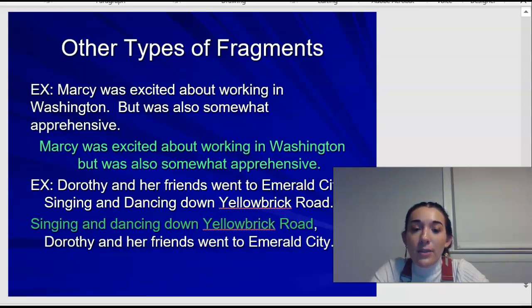We then have an example, Dorothy and her friends went to Emerald City, singing and dancing down Yellow Brick Road. These are fragments, and so we want to do what we were talking about before and create a complex sentence. Singing and dancing down Yellow Brick Road, Dorothy and her friends went to Emerald City.